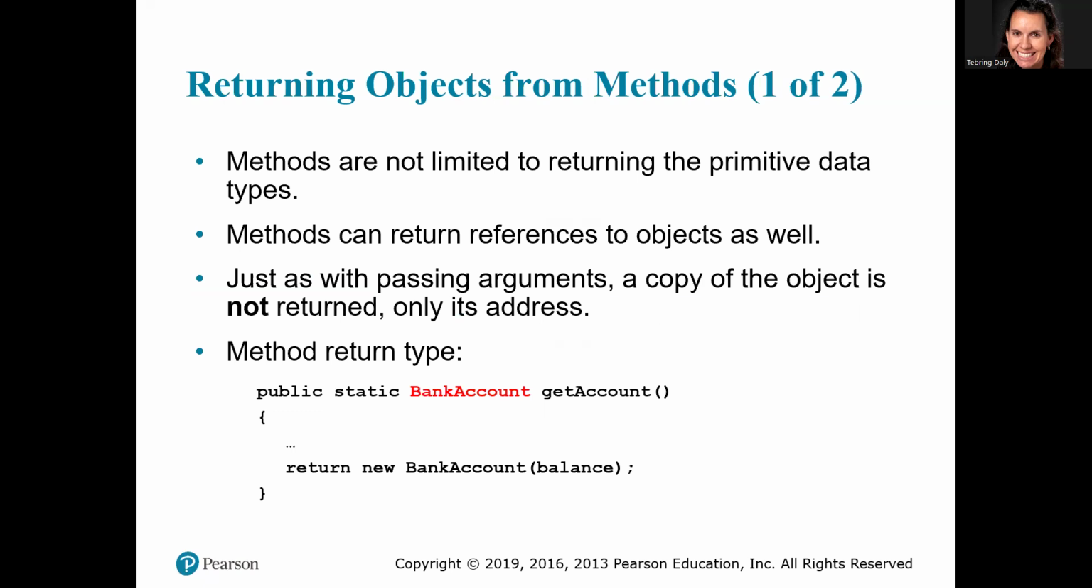So just like you can pass in objects, you can also return objects. And so your return type can be an object data type. If you're talking about an object you created, the data type would be the name of the class that you created the object with, with all the setters and getters and fields and everything. Does that make sense to everybody?